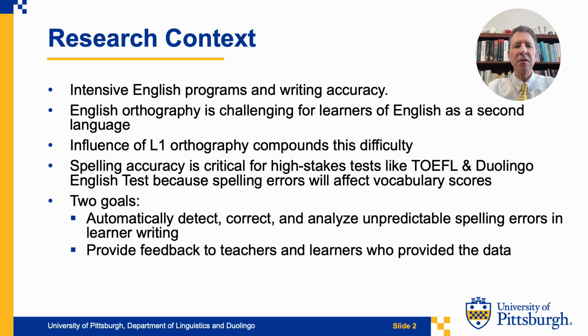Our research context is intensive English programs and writing accuracy. English orthography is challenging for learners of English as a second language, and this is compounded by the influence of L1 orthography. Spelling accuracy is critical in high-stakes tests like TOEFL and the Duolingo English Test because spelling errors will affect vocabulary scores. So we had two goals: automatically detect, correct, and analyze unpredictable spelling errors in learner writing, and provide feedback to teachers and learners who provided the dataset.